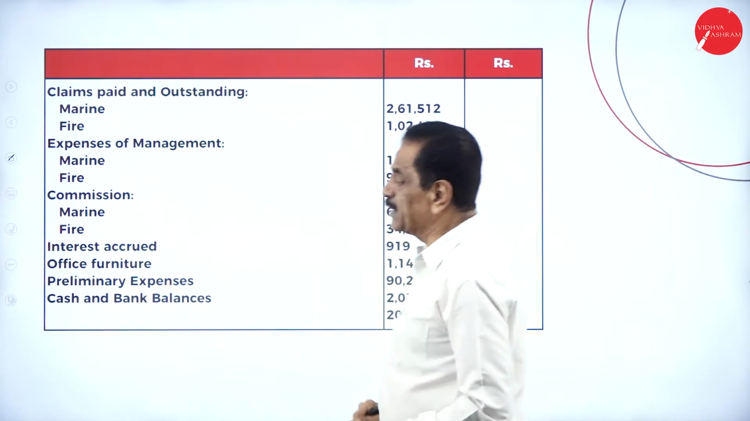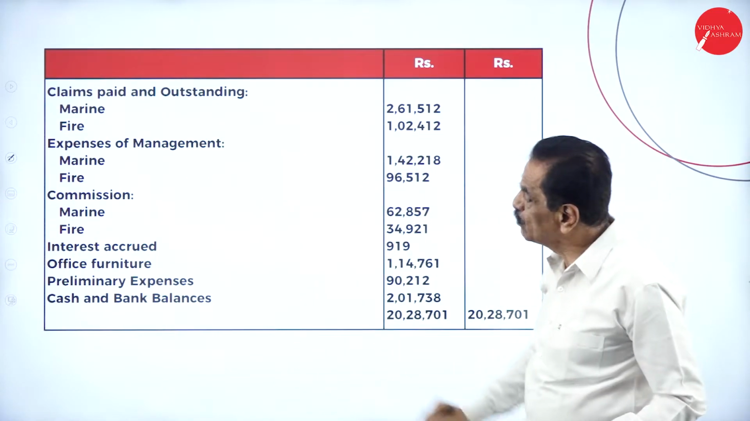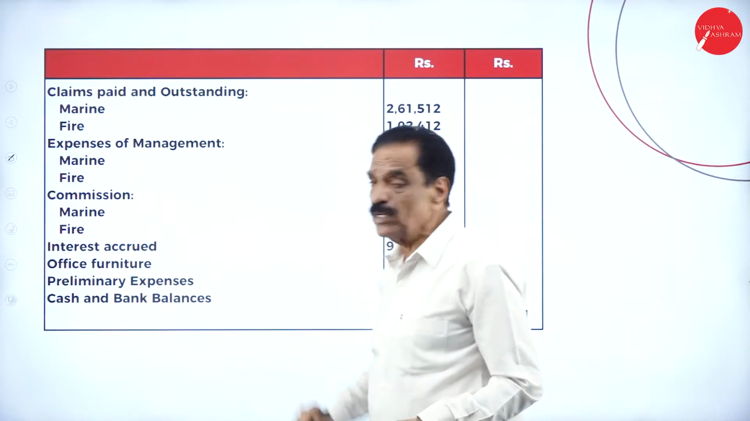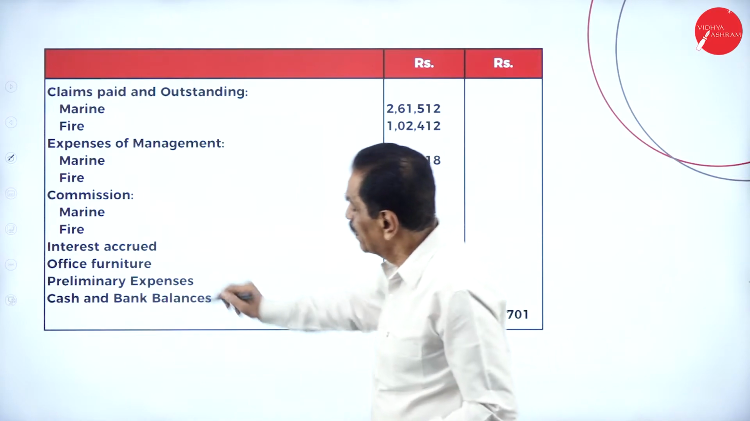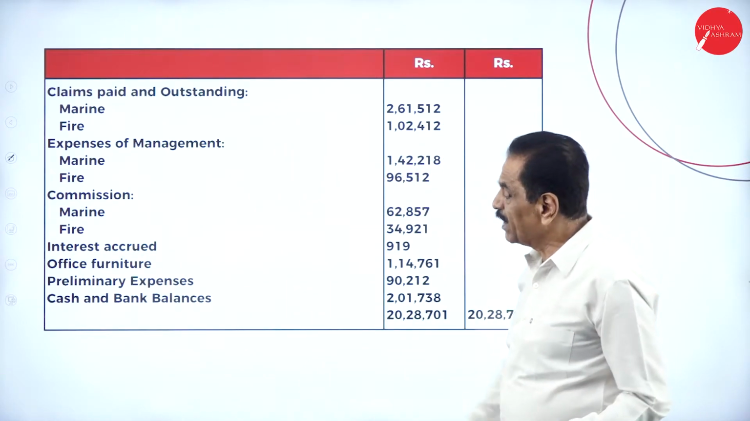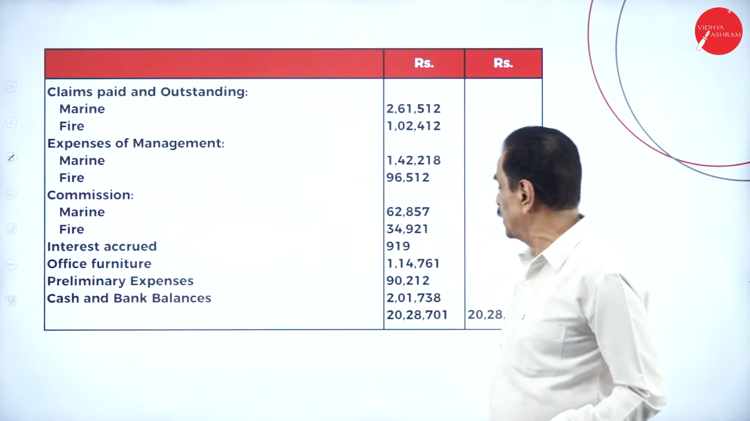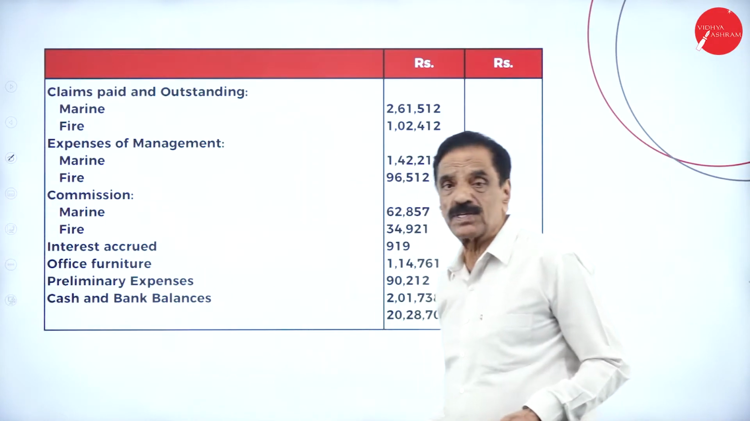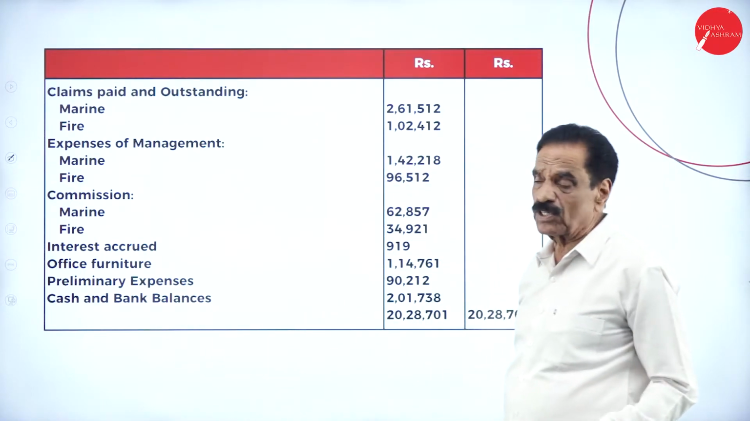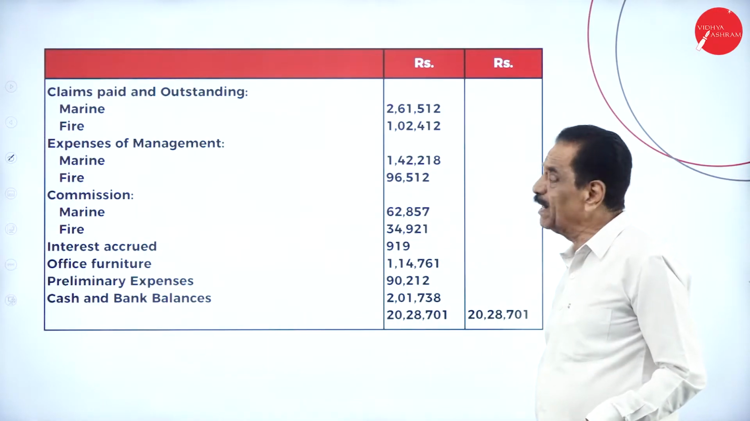So this is nothing but a claim, that will come under schedule number 2. Expense of management, schedule number 4. Commission, schedule number 3. This is a paid revenue account. Interest, asset side of the balance sheet. Furniture, asset side of the balance sheet. Preliminary expenses, asset side of the balance sheet, schedule number 15. Cash at bank balance, schedule number 11, asset side of the balance sheet.